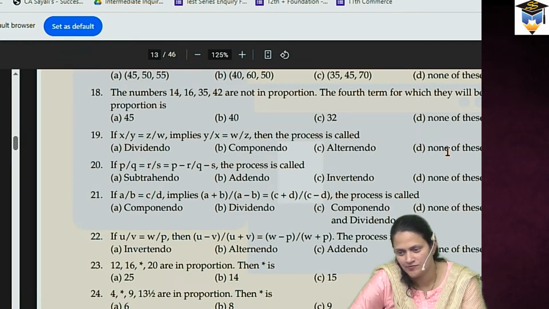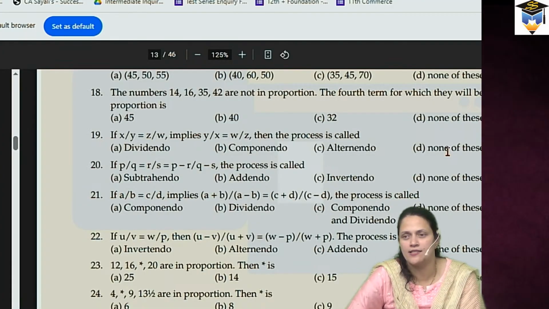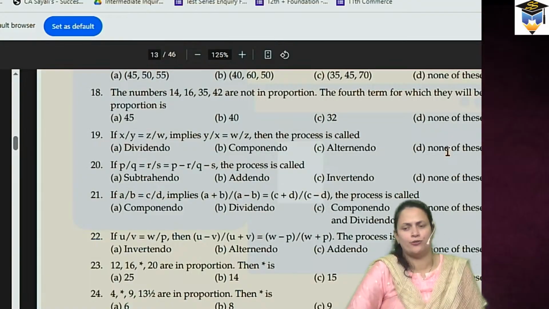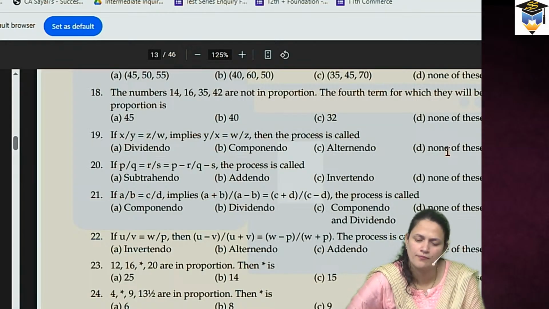20th. Write it down in the form of ratio, then you will get the correct answer. Subtrahendo for the 20th. 19th answer is none of these, because it is invertendo, right? Subtrahendo, correct. 20th answer is subtrahendo.